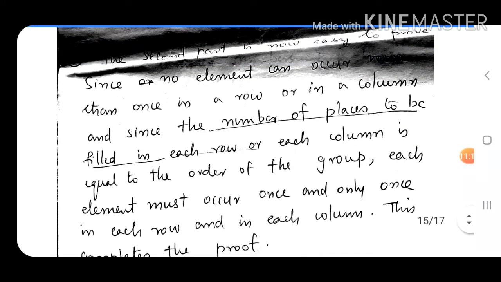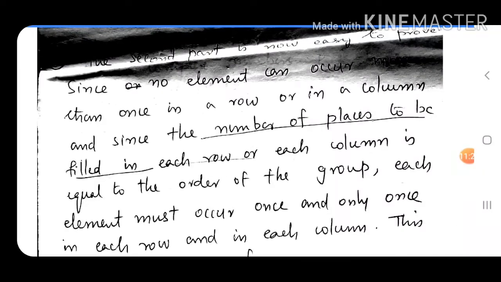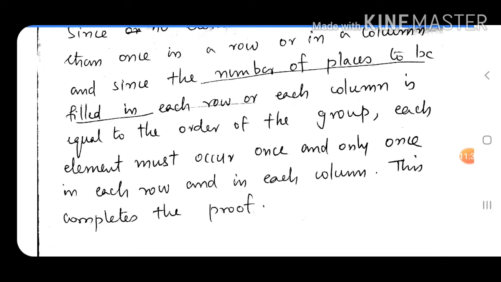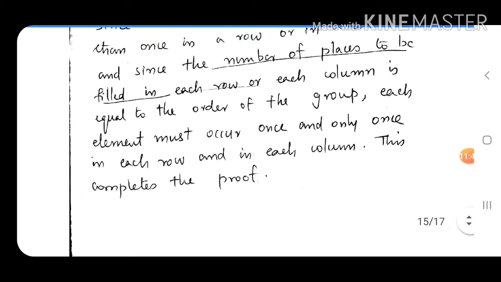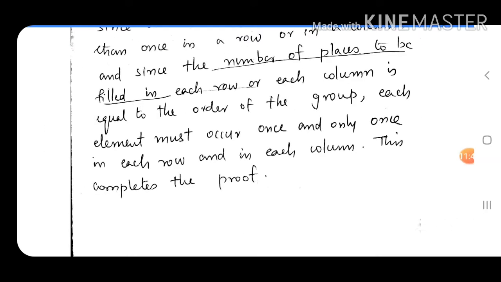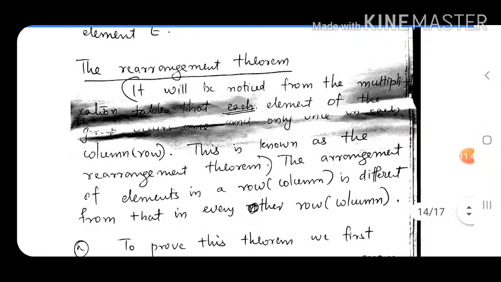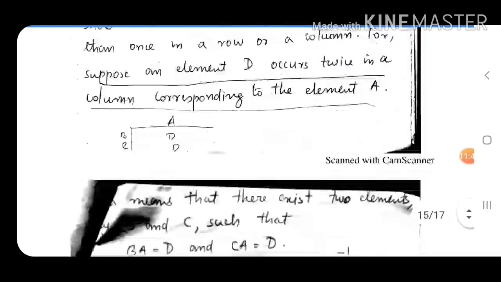So the idea is this: an element cannot repeat, and the number of places to be filled in each row or each column is equal to the order of the group, the number of elements in the group. That means each element must occur once and only once in each row and in each column. So this completes the proof. This is the rearrangement theorem connected with the multiplication table.